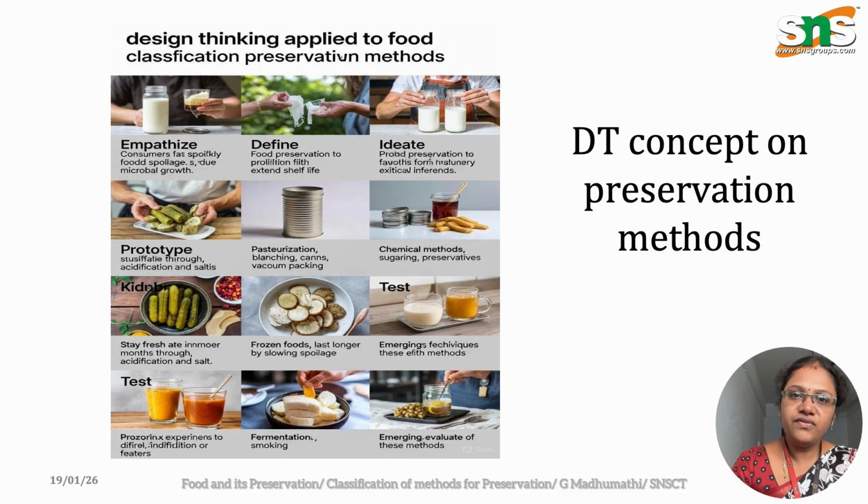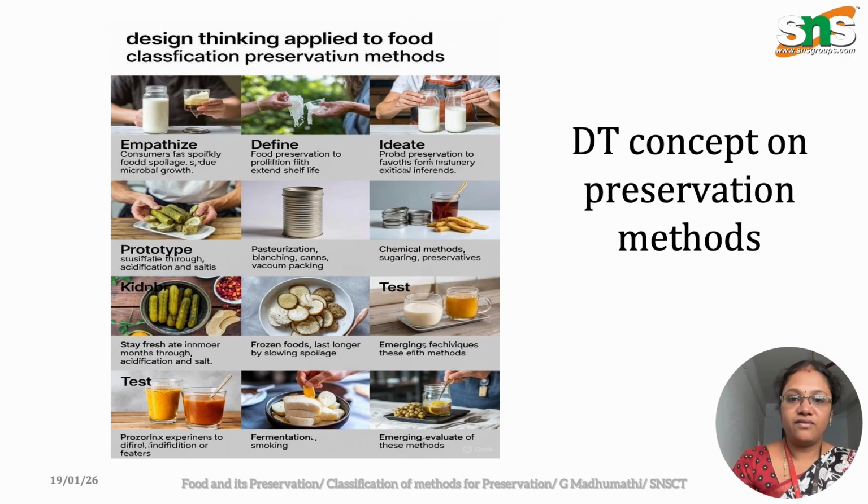So when we compare this with the DT concept on preservation, how can we relate these methods of classification with DT? First, we have to find out the problem, which is how to reduce the food spoilage. That is, we have to empathize on how and by what means the particular food can be prevented from spoilage. And then we have to define whether we have to adopt this type of method, or what type of method can be adopted to extend the shelf life.